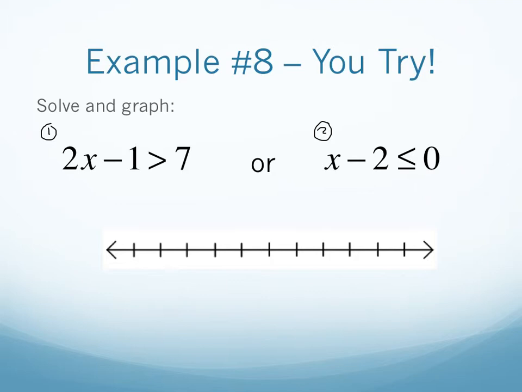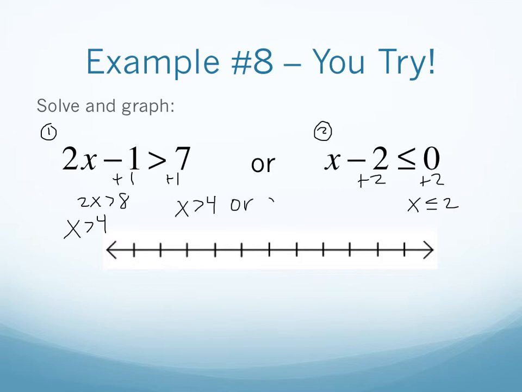Okay, let's see how we did. Inequality number 1, I'm going to add 1. So I have 2x is greater than 8. Dividing by 2, I have x is greater than 4. Inequality number 2, I'm going to add 2. And I have x is less than or equal to 2. Okay, now the final way to write this is x is greater than 4, or x is less than or equal to 2.